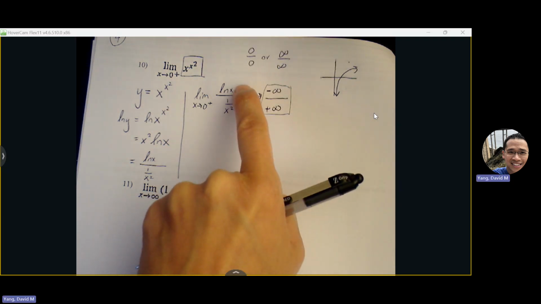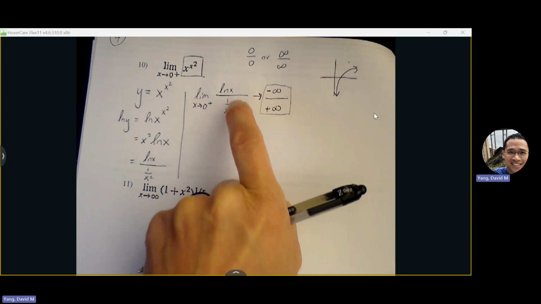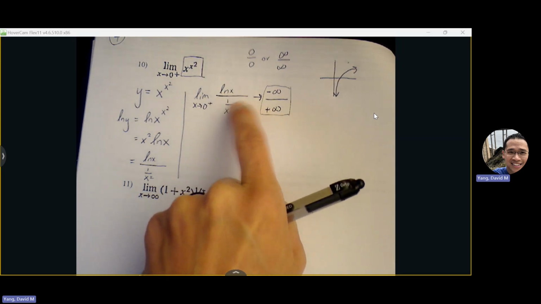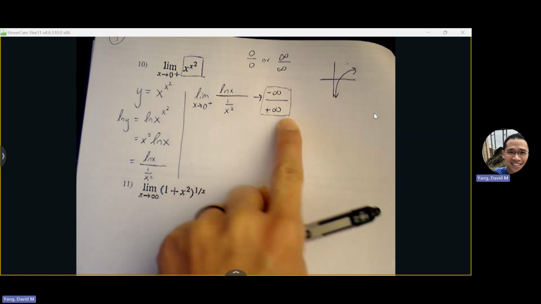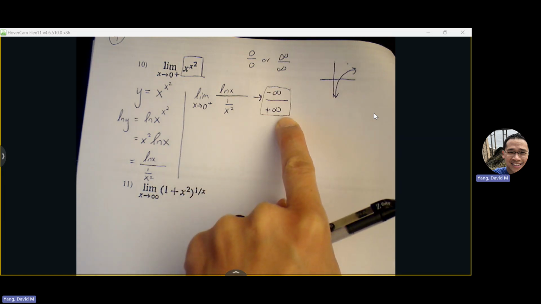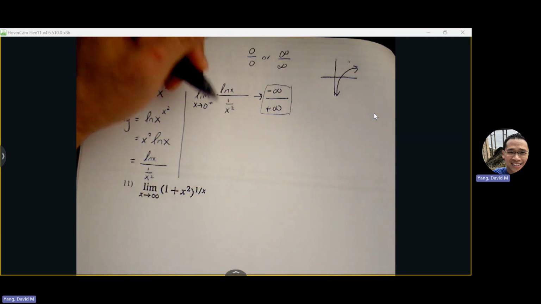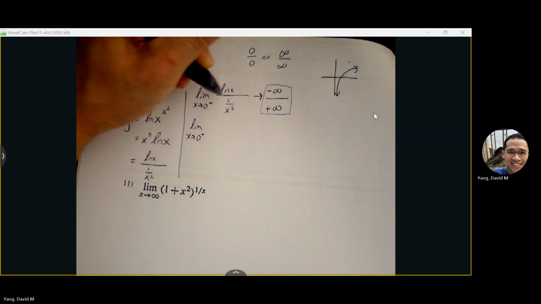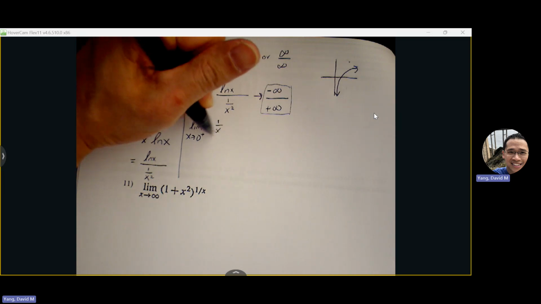L'Hopital's rule says find the derivative of the numerator, find the derivative of the denominator, reevaluate, and after that, we should be able to hope for something that is more than just an undefined form. We should be able to now get to a real number. So the derivative of natural log of x is 1 over x.